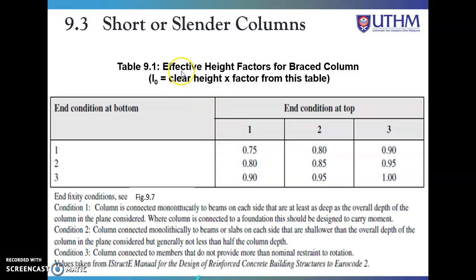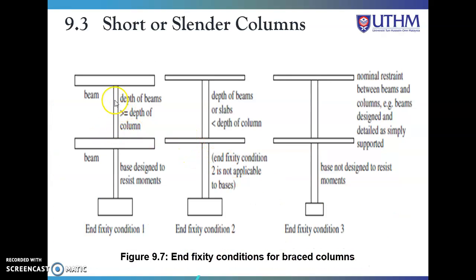Okay. Yang tadi effective height factors for brace column L0, ataupun L0, clear height, yang tadi kita dah tahu clear height tu tak ada slab, tak ada beam, tak ada foundation, it's clear height times with the factor from this table. Okay, so kita kena darabkanlah dengan factor bergantung kepada keadaan dia. Okay, and condition at tops and condition at bottom. Apa itu condition 1, apa itu condition 2, apa itu condition 3. Kita boleh refer dekat sini. Ataupun lebih jelas dekat figure ni.